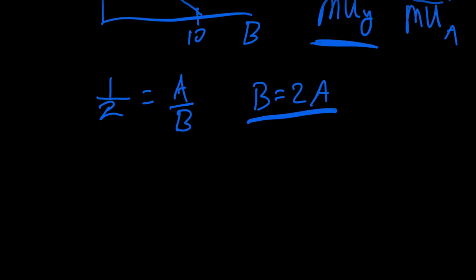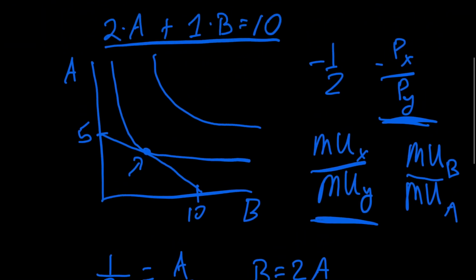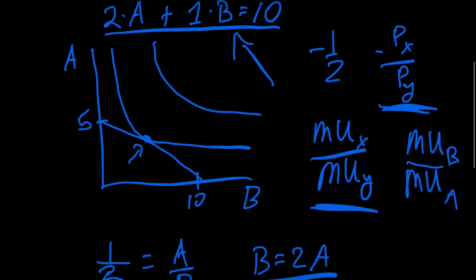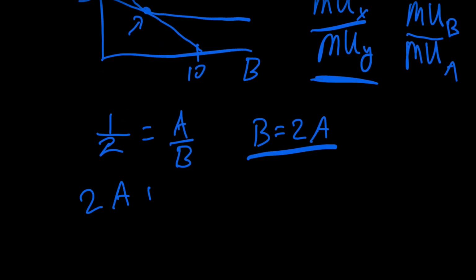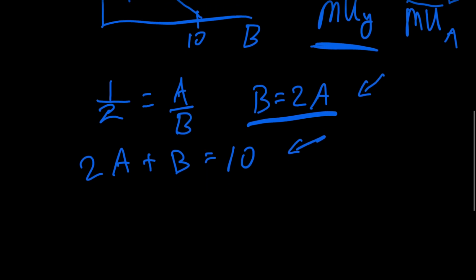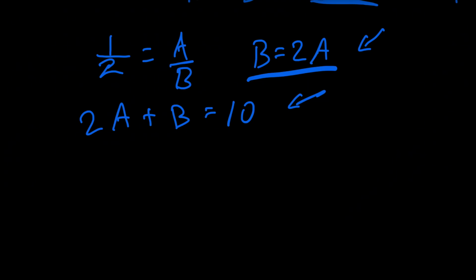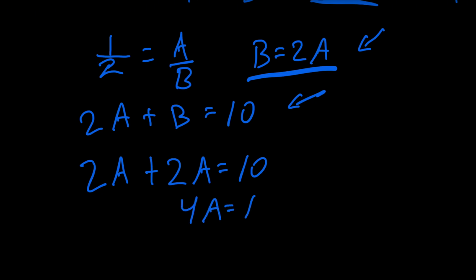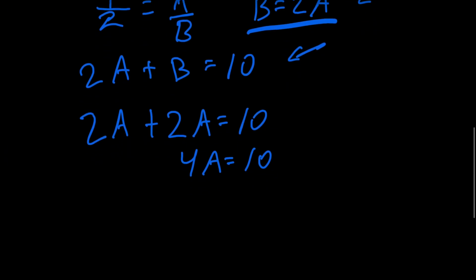Now, here's the thing. We have this equation, but remember, we also have our budget equation. And the budget equation was up here. All right, so I'll just rewrite it down here. The budget equation was 2a plus b equals 10. Now, we have equation 1, equation 2. So 2 equations and 2 unknowns. If we go ahead and solve those, we will get 2a plus 2a equals 10. So 4a equals 10. And we could rewrite that a little bit. So a equals 2.5.